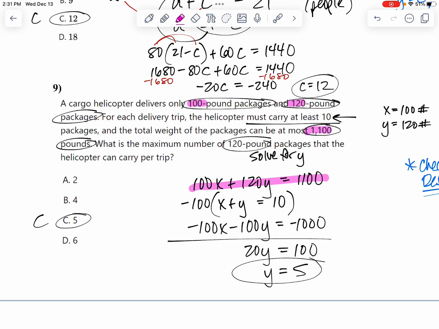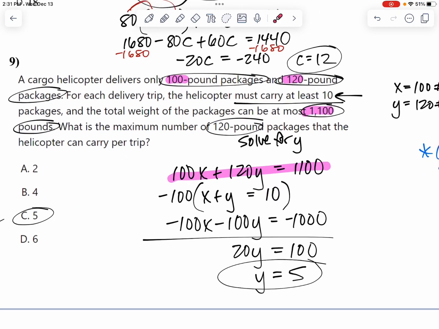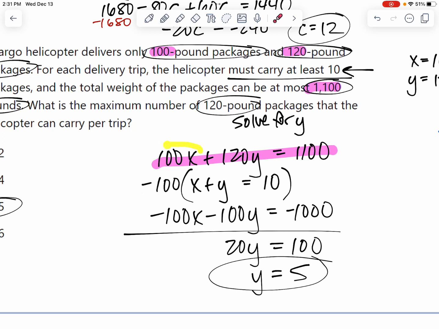My second equation is right here, and it's just for number of packages. I don't know how many 100-pounders, that's what I have to solve for. I don't know how many 120-pounders, but when I add those together, I have to get 10 total packages. I'm going to do elimination for this, so I'm noticing that I can cancel the 100x and the x if I multiply by negative 100. So I'm going to distribute negative 100 to x, to y, and to negative 10, and I wrote that here.